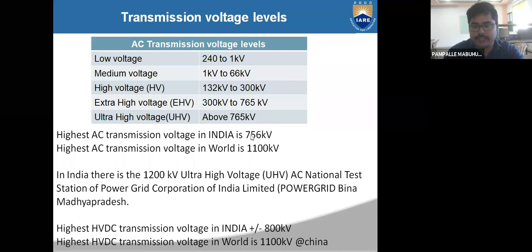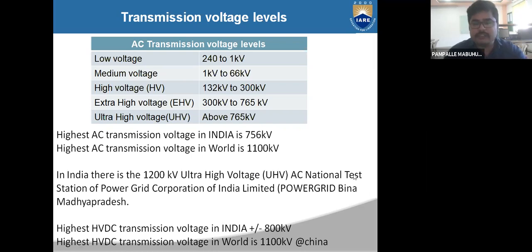Okay, this is a mistake. 765 kilovolts is the highest AC transmission voltage in India. Worldwide, it is about 1100 kV to 1200 kV. Now in India, you also have a 1200 kilovolt ultra high voltage transmission line, but it exists in a testing case only. It is a testing station operated by the Power Grid Corporation of India, located in Bina, Madhya Pradesh.